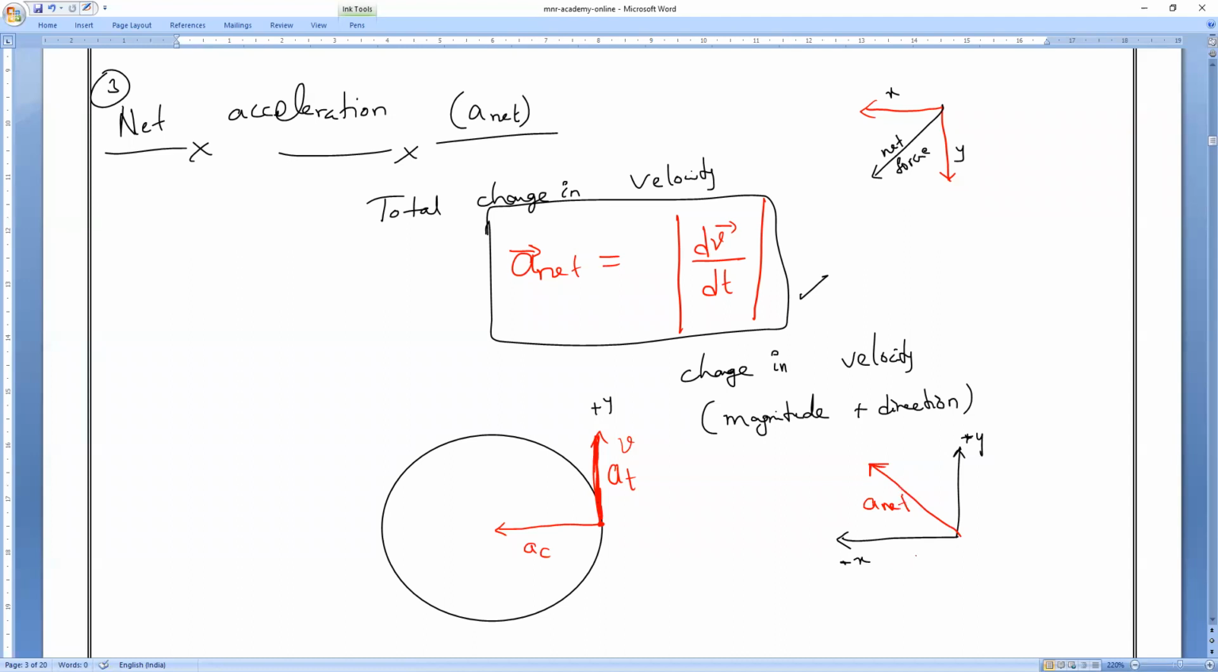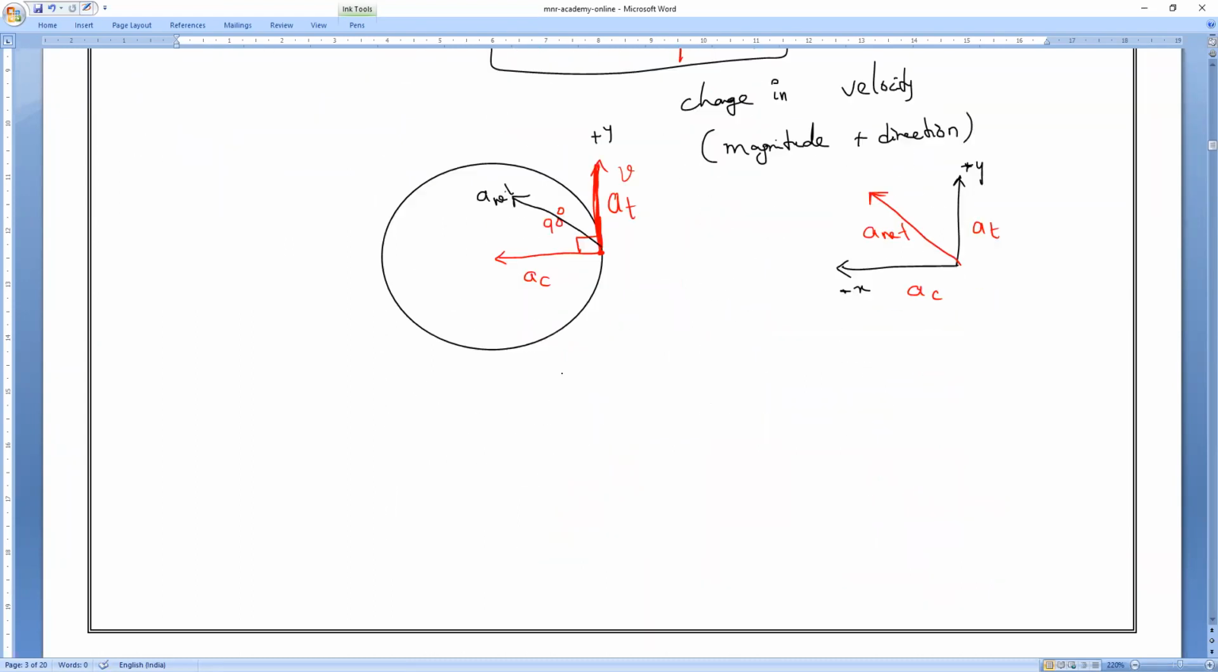The acceleration which is acting towards the center, we call centripetal acceleration, and the one along the tangent, we call tangential acceleration. So the net acceleration will act between them. Am I right, everyone? Now, what is the angle between the centripetal acceleration and the tangential acceleration? 90 degrees. And between them the resultant is acting. That is the resultant acceleration, which we call net acceleration. Clear, everyone?